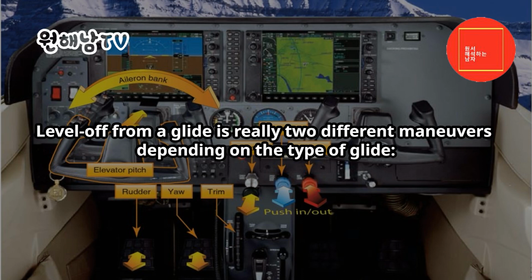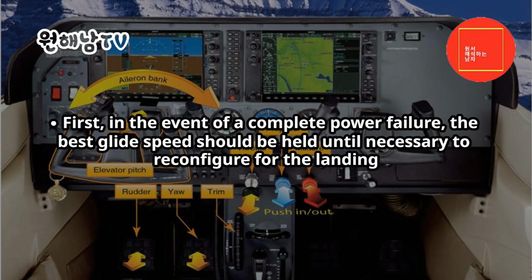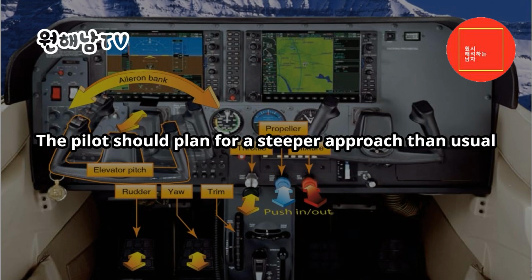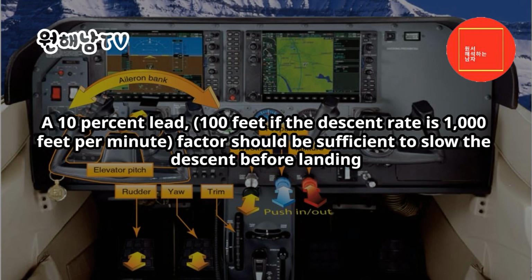Level off from a glide is really two different maneuvers depending on the type of glide. First, in the event of a complete power failure, the best glide speed should be held until necessary to reconfigure for the landing. The pilot should plan for a steeper approach than usual. A 10% lead factor, 100 feet if the descent rate is 1,000 feet per minute, should be sufficient to slow the descent before landing.